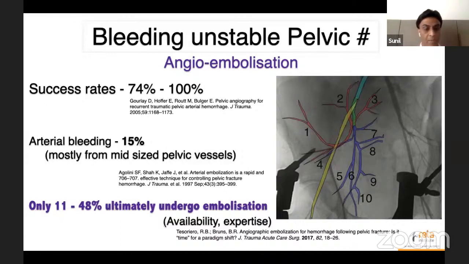It may not be available in every resource, and it requires a lot of expertise. And the mean time to undergo an embolization, even in the best possible setups, is around 130 minutes. And if you look at this time frame, only around 11 to 45% ultimately end up undergoing embolization. So this, as a primary modality for achieving definitive bleeding control, may not be the most effective way. And there has been a huge paradigm shift after the 2010s, and I'll come to that.